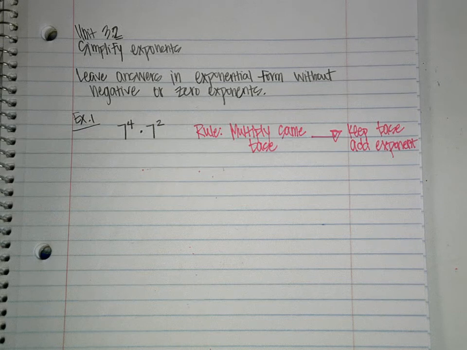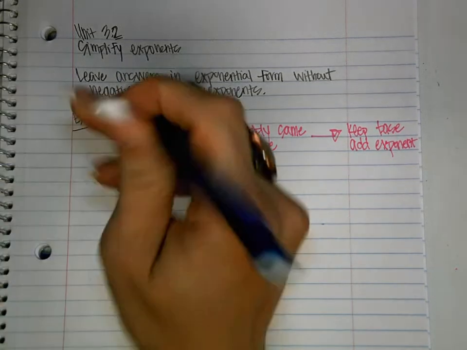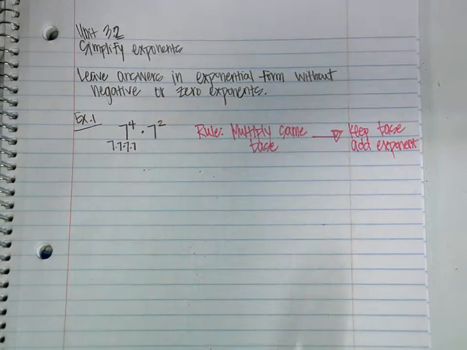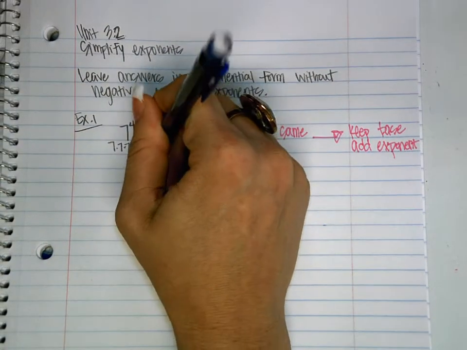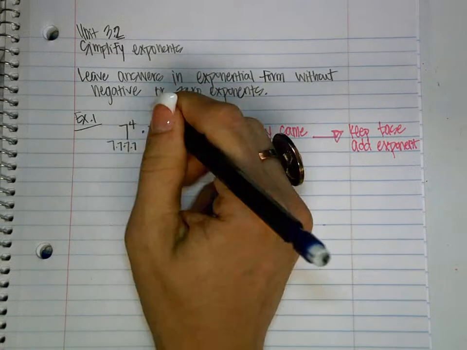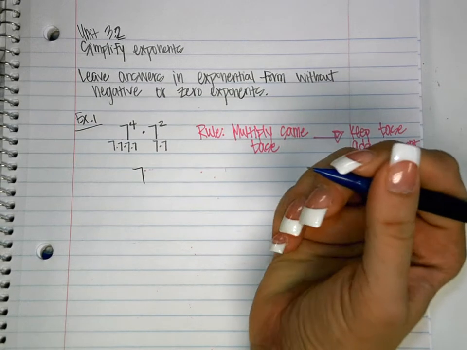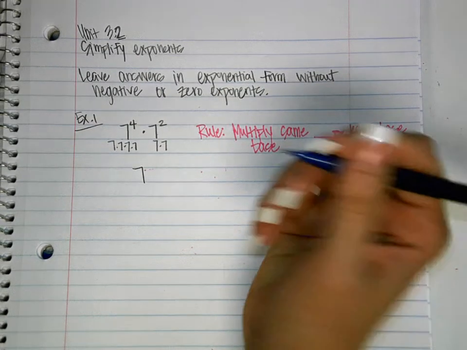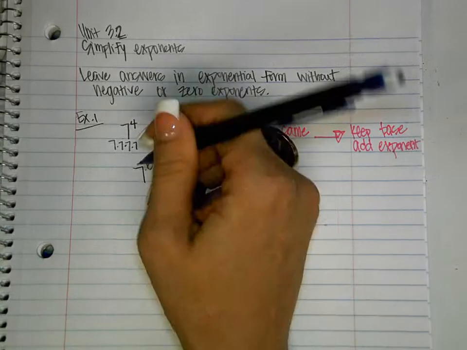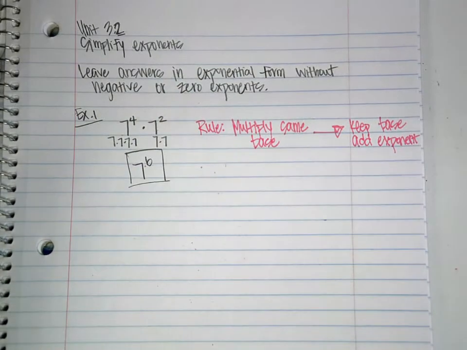And the reason is, essentially 7 to the 4th is 7 multiplied by itself 4 times. 7 to the 2nd is 7 times 7, multiplied by itself twice. So keep the base the same, the base still stays as a 7, and just add the exponents. 4 and 2 gives you an exponent of 6. Do not multiply those together and tell me that it's 49.